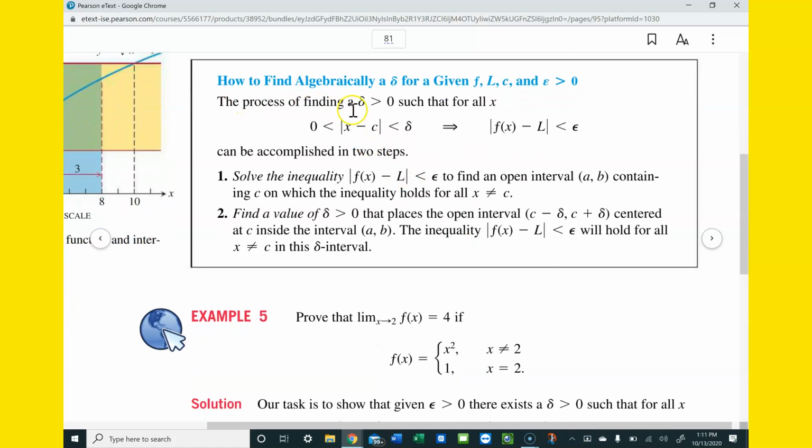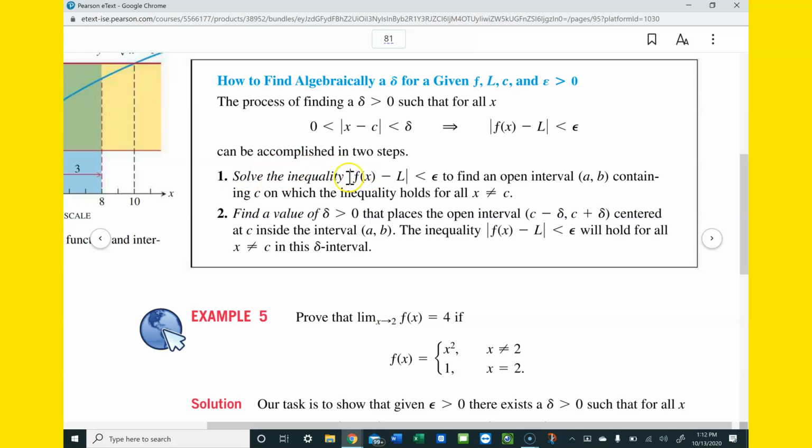All right, which brings us to this nice explained algorithm, this explained process. How to find algebraically a delta for a given function, limiting value L, c which x approaches, and epsilon greater than 0. The process of finding a delta greater than 0 such that for all x, we've already said this so many times, the distance between x and c is less than delta, and the distance between f of x and L is less than epsilon, can be accomplished in 2 steps.